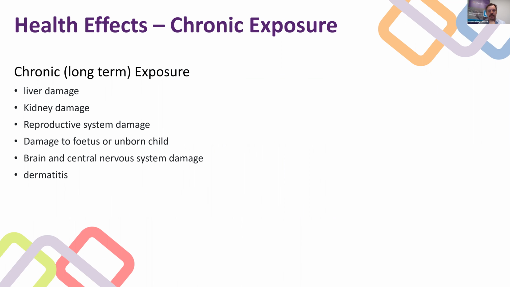So let's talk about chronic exposure now. Chronic effects tend to occur after long-term repeated exposure to lower levels of a hazardous solvent. These effects develop gradually, usually over months or years. Recovery once exposure stops is extremely slow and often incomplete. In fact, the effects are often permanent. Many solvents affect the same target organs as alcohol. So consider the types of damage caused to the body by alcohol abuse. When organic solvents get into the body, many of the same systems are required to process and flush them out of the body as alcohol, which can put additional stress on those same systems. So the results of chronic or long-term exposure can be liver damage, kidney damage, reproductive system damage, damage to a fetus or unborn child, brain and central nervous system damage, and dermatitis.